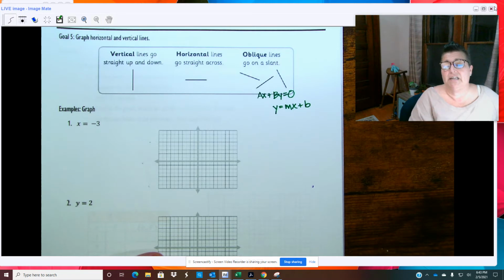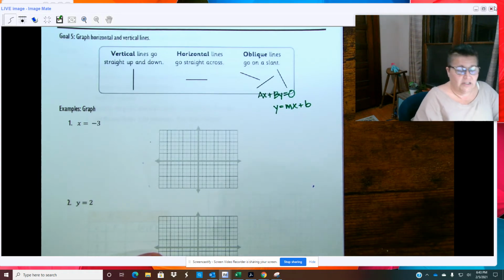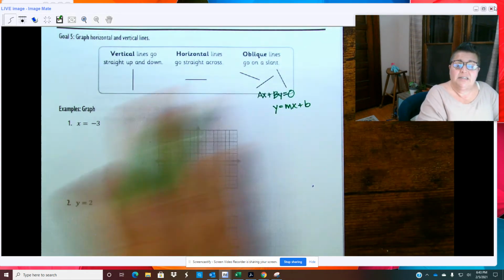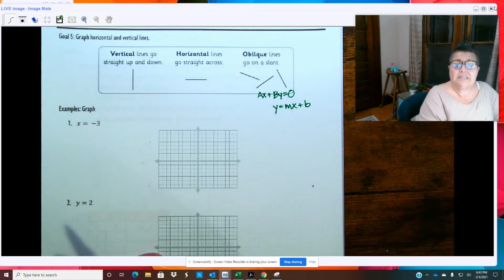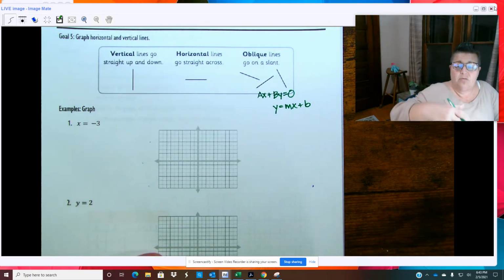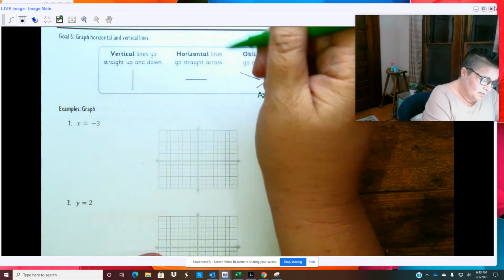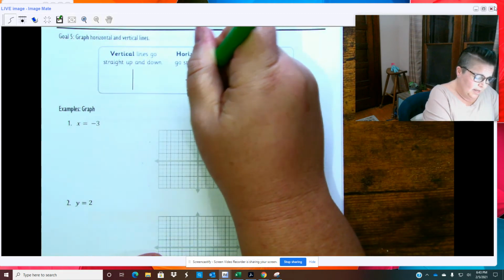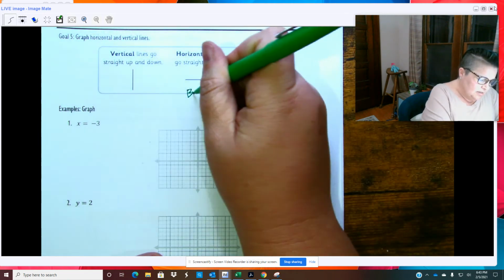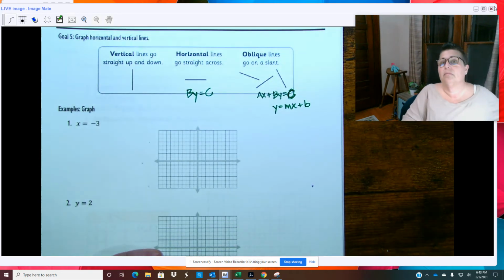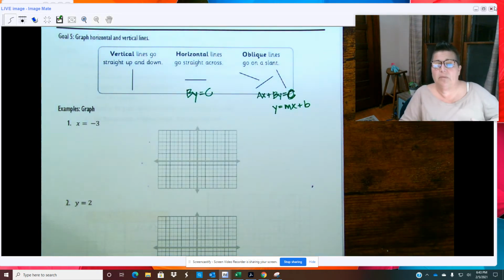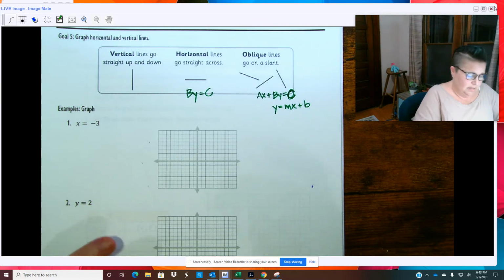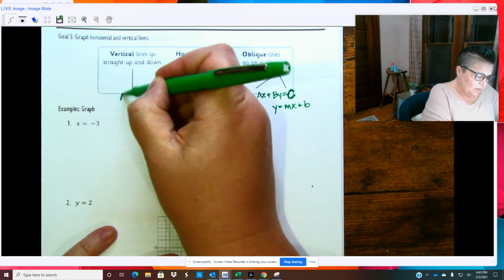Oblique or slanted lines go in 2 directions at once, left and right and up and down. So they have both an x and a y in the equation. Horizontal lines go straight across. Horizontal lines never go up or down. They only go left or right. And here's the crazy thing. Horizontal lines tend to look like by equals c. Some number multiplied by y is equal to c. Vertical lines have only an x in them.